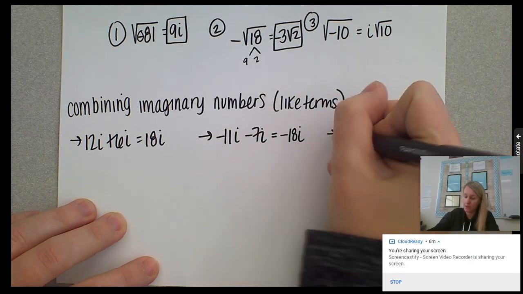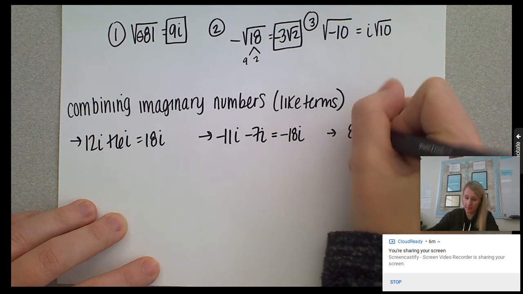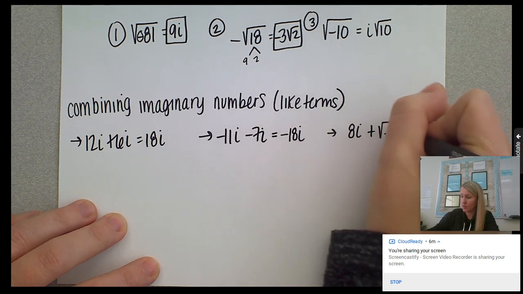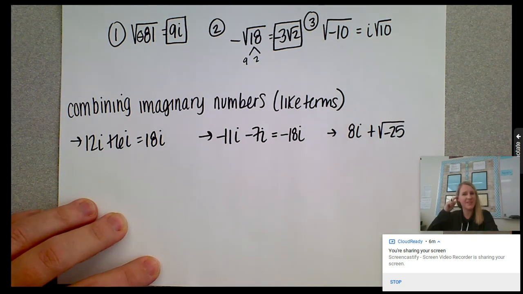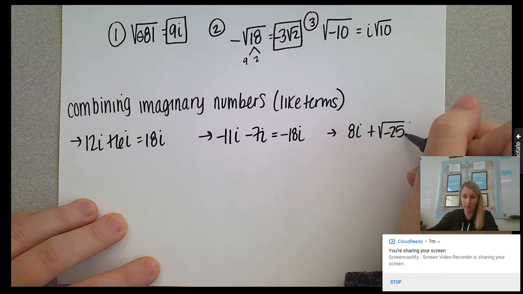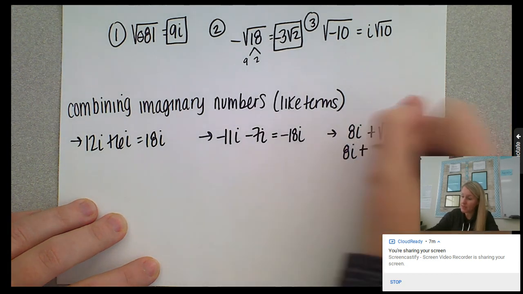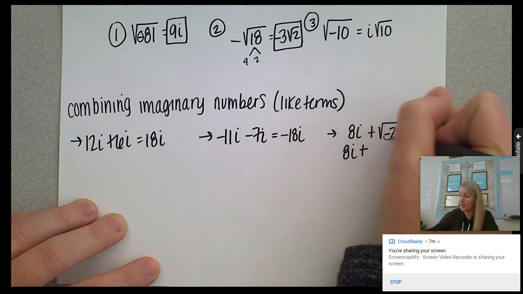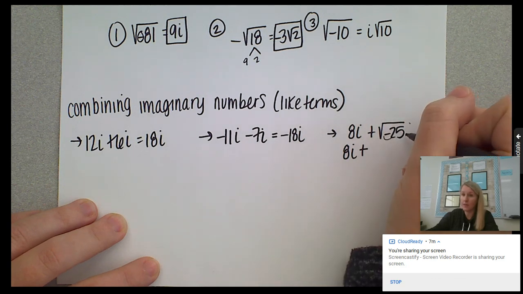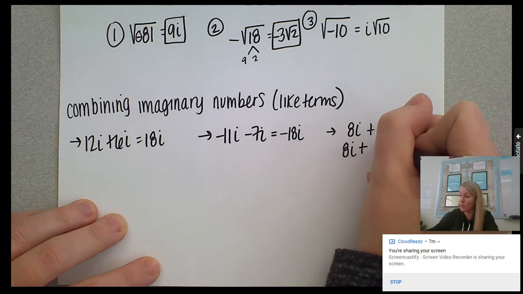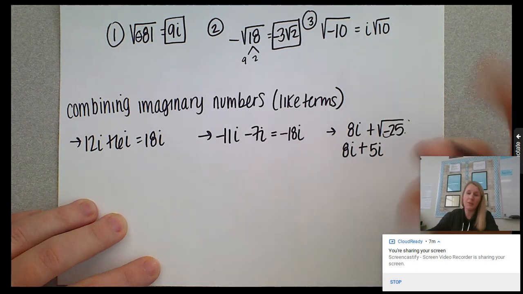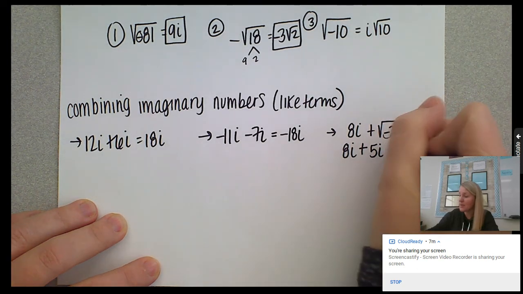Okay. So what if I said 8i plus the square root of negative 25? When we're looking at it, those don't really look like like terms. But if you ever see a radical with a negative underneath, we can just make that an imaginary number, right? So we can rewrite this as 8i plus, I know that I'm going to have an i in my answer because of the negative there, and we know that the square root of 25 is 5. So we can rewrite that as 5i, and now we see they are like terms, and that will come out to 13i.